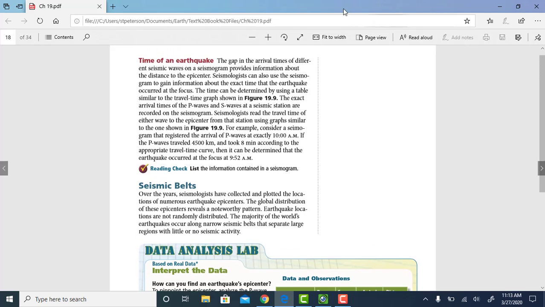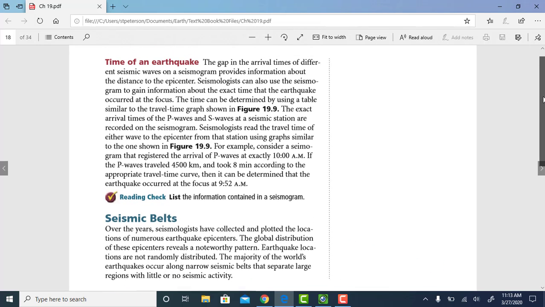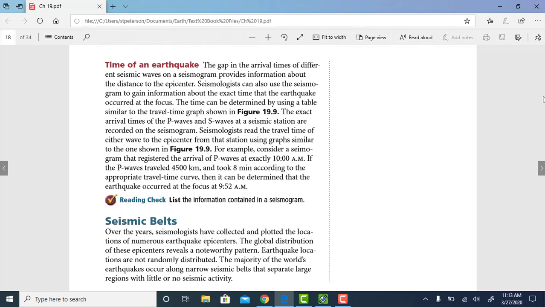Time of an earthquake. The gap in the arrival times of different seismic waves on a seismogram provides information about the distance to the epicenter. Seismologists can also use the seismogram to gain information about the exact time that the earthquake occurred at the focus. The time can be determined by using a table similar to the travel time graph shown in Figure 19.9. The exact arrival times of the P waves and S waves at a seismic station are recorded on the seismogram. Seismologists read the travel time of either wave to the epicenter from that station using graphs similar to the one shown in Figure 19.9.